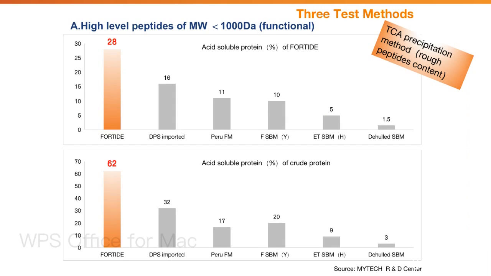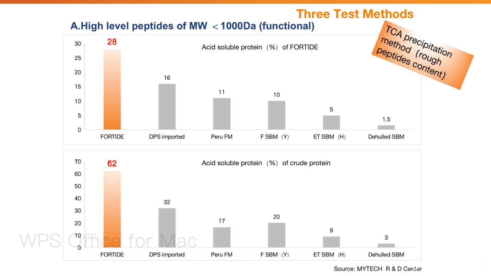As we mentioned in many cases of the application of Fortide in aqua, Fortide promotes the health of liver and intestine, increases the growth rate, and reduces the FCR. They are closely related to the characteristics of Fortide. We have also developed a set of detection methods for the main features of functional enzymatic proteins that can be quickly detected in the laboratory.